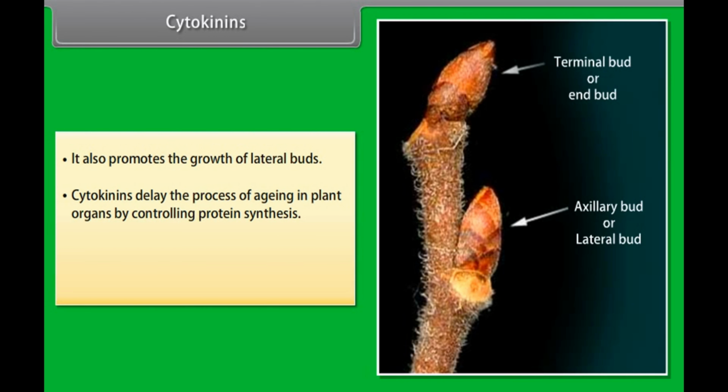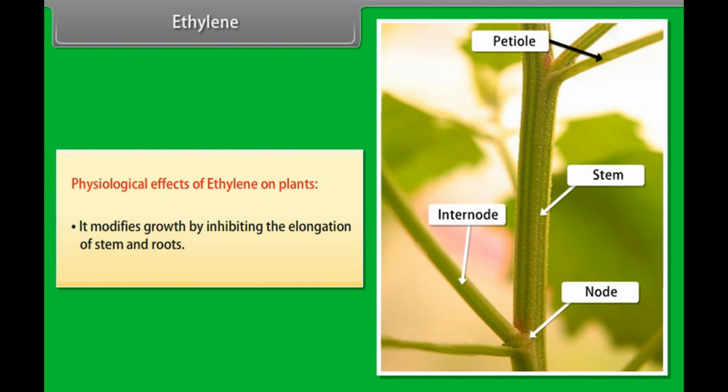Cytokinins delay the process of aging in plant organs by controlling protein synthesis. It also helps in accumulation of salt in plant cells. Ethylene. Physiological effects of ethylene on plants. It modifies growth by inhibiting the elongation of stem and roots.